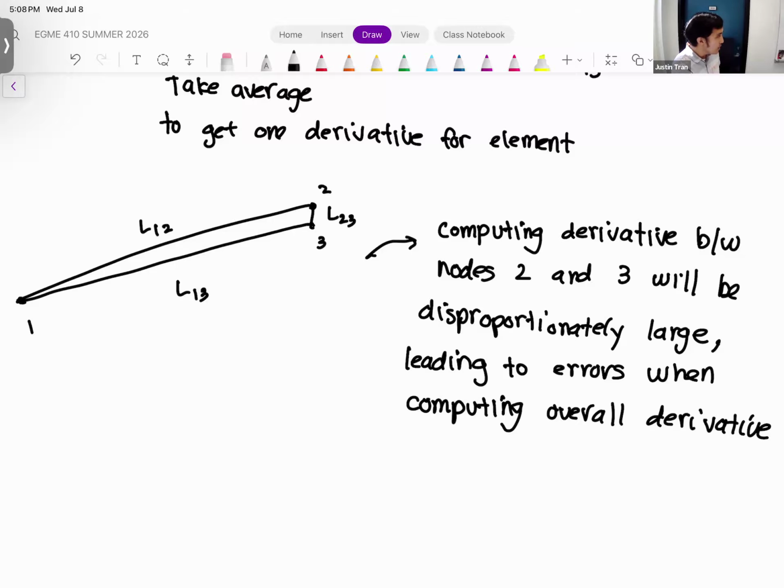That's why it's usually a good idea to check your overall quality and just make sure that if you do have poor quality elements, there's not too many of them, and they're not all concentrated in an area which is important in your simulation. But hopefully that gives a bit more context in terms of why we want to avoid these types of elements, because otherwise your derivative computations are not going to be as accurate as they could be.